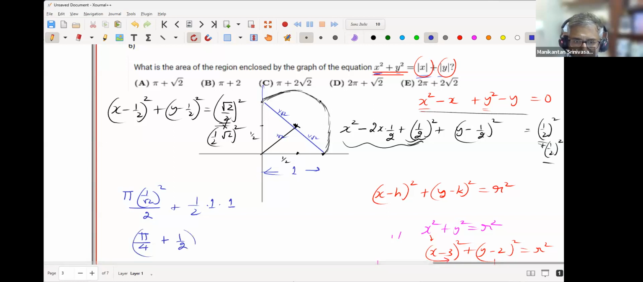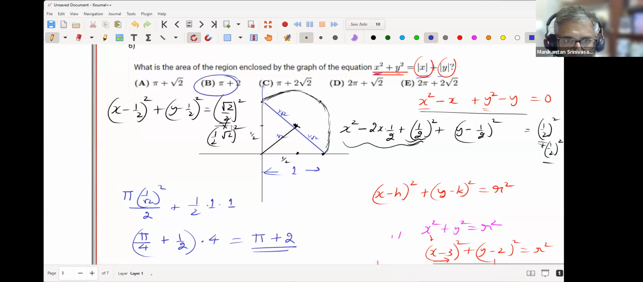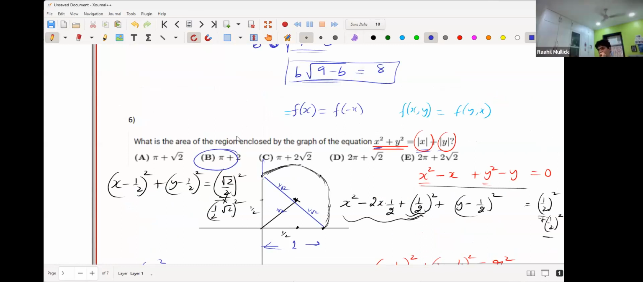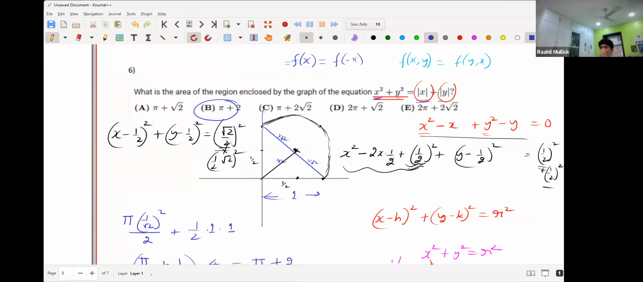This is 1 quadrant, and therefore you have to multiply this by 4, because in every quadrant you're going to have the same picture. So it's pi plus 2. Was it the answer choice? Was it B, guys? Yes, sir, 6B. So pi plus 2. Does it make sense? Rahil, are you able to visualize this now? Yeah, I got it, thank you. Right? How to exploit symmetry and all that.